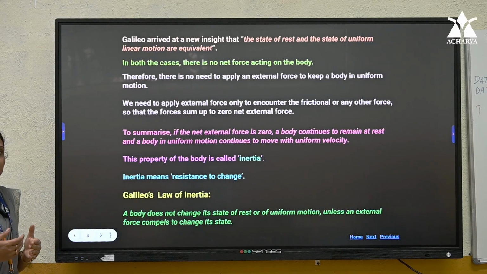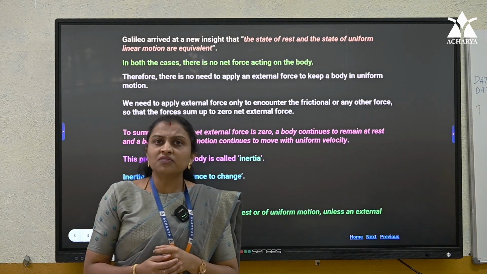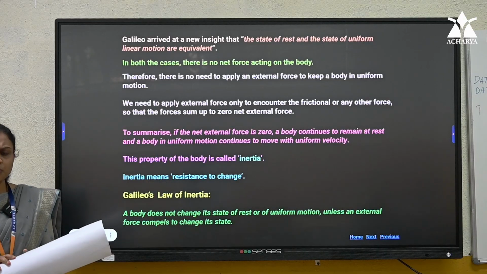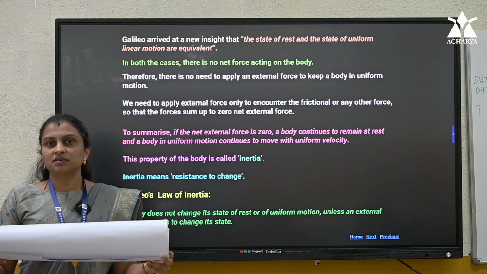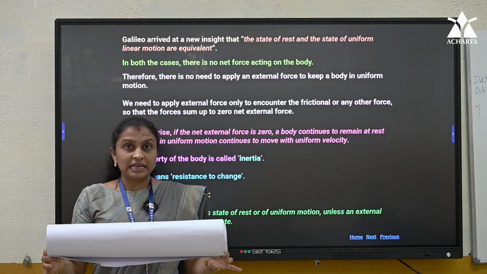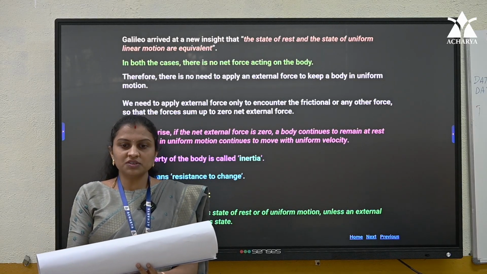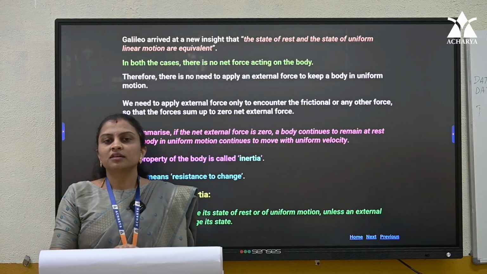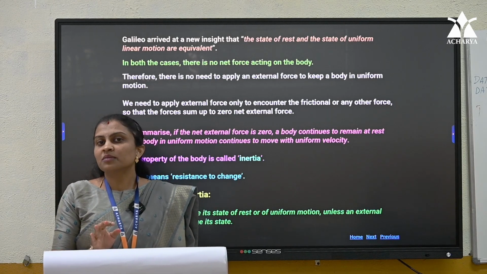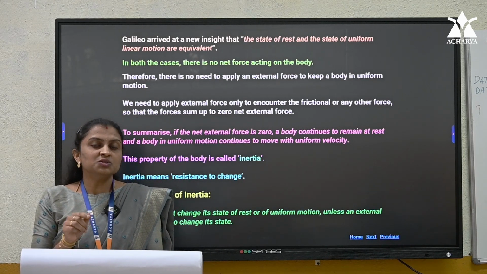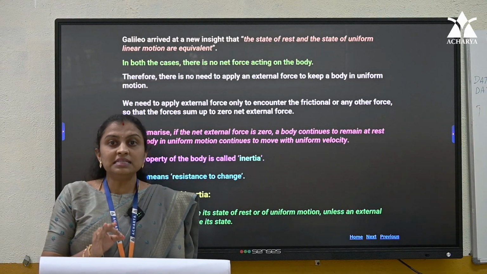Inertia means resistance to change. What is the meaning of inertia? Resistance to change means, suppose I want to take this cardboard. If the body is at rest, until and unless I apply force on it, it will remain at rest. Suppose I want to move this from here to there in uniform motion, I need to apply a force on this. So inertia means resistance to change. Resistance to change means we need a force, then only the body will move, otherwise it stays at rest.